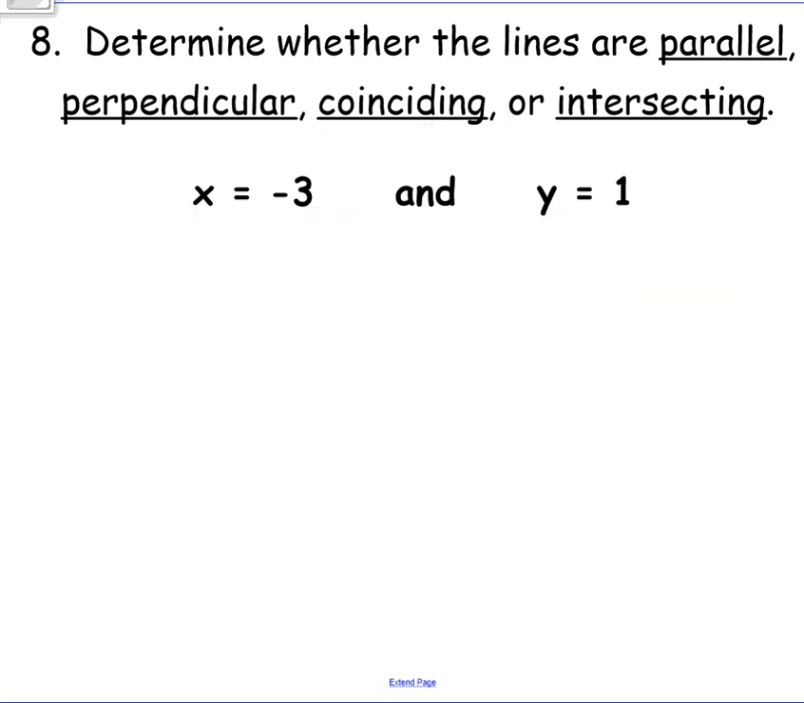Number 8, same kind of question. Determine whether these lines are parallel, perpendicular, coinciding, or plain old intersecting lines. Ooh, they go to our special kinds of lines, and we've talked about this in class. If x is the only variable that you have in the equation, this equation, and any equation that just uses an x, should be the equation for a vertical line. So that's a vertical line equation.